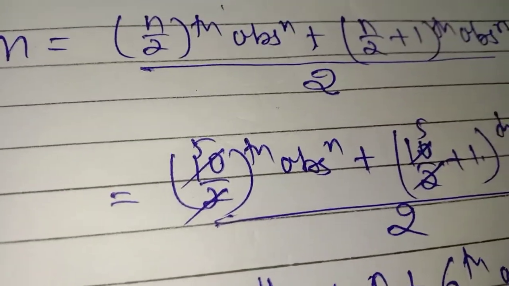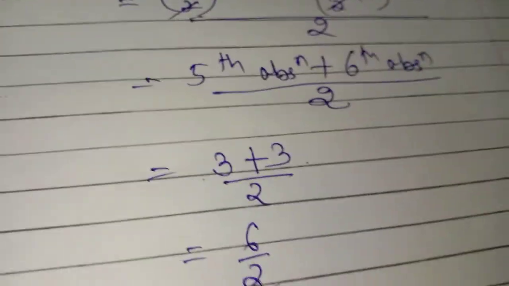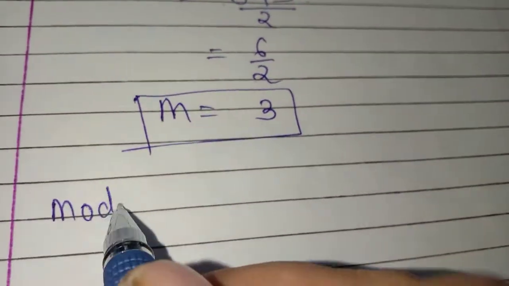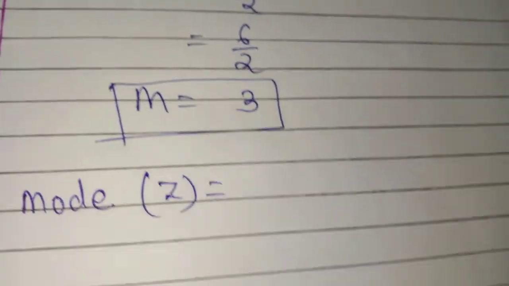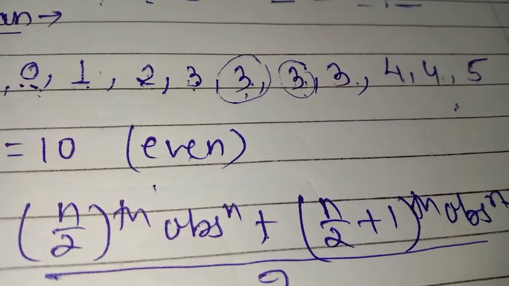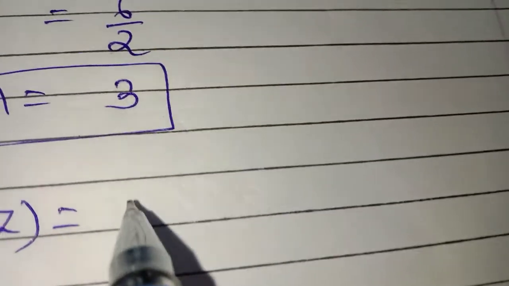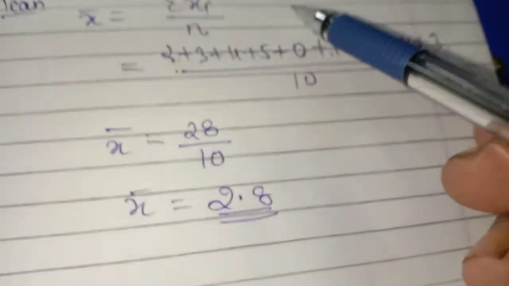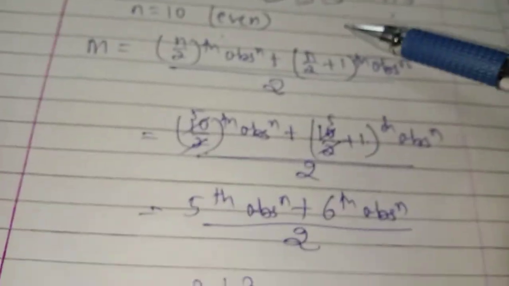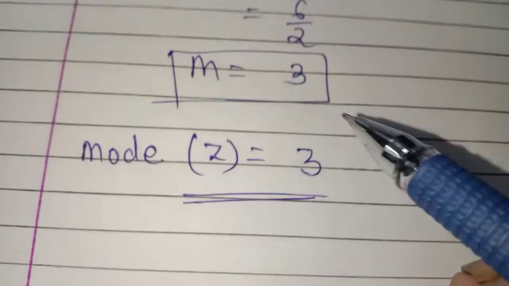In my next segment also, I will tell you when n is odd, and I will use a different formula for finding the median. And then we are going to find the mode. Mode is represented as Z. As I told you, what is mode? It is the most repeated observation. In this calculation we can see that 3 is the number which is repeated most, 4 times. So mode will be 3. Clear? So in this way we can find mean using this formula, then median. I have done median for n equal to 10, an even number, and then mode.